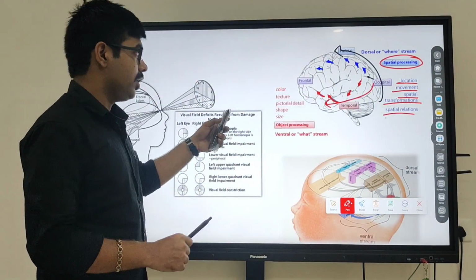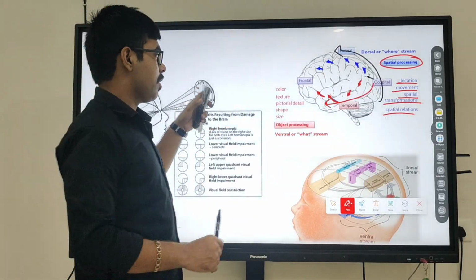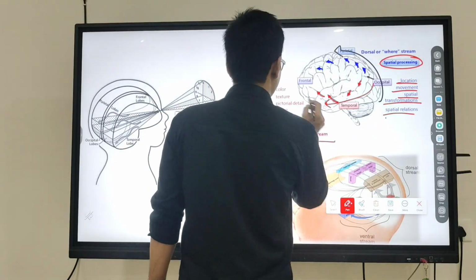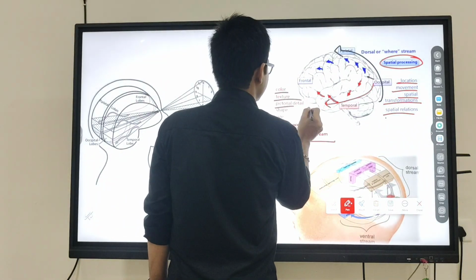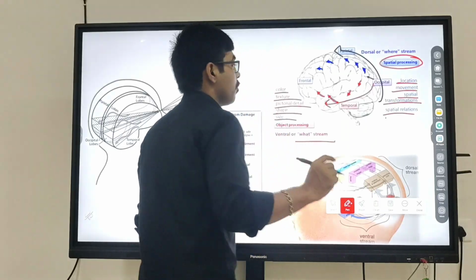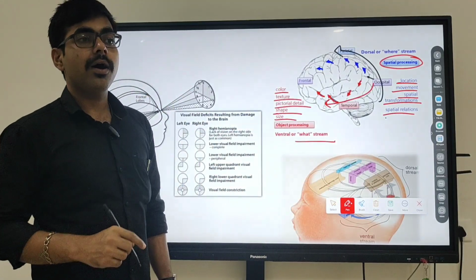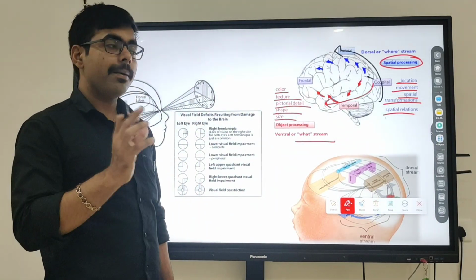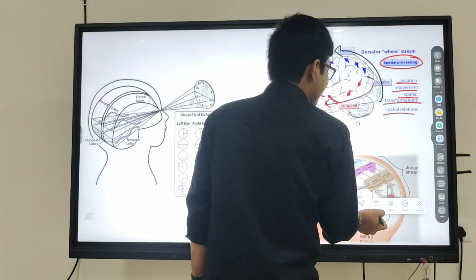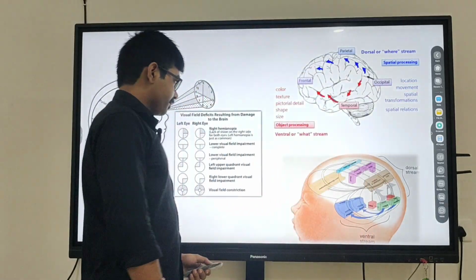But in case of the temporal lobe, in the what pathway, what is happening? Color of the object, texture, picture details, shape, size, and identifying a previous picture and matching the picture. These are the things done from the what pathway.